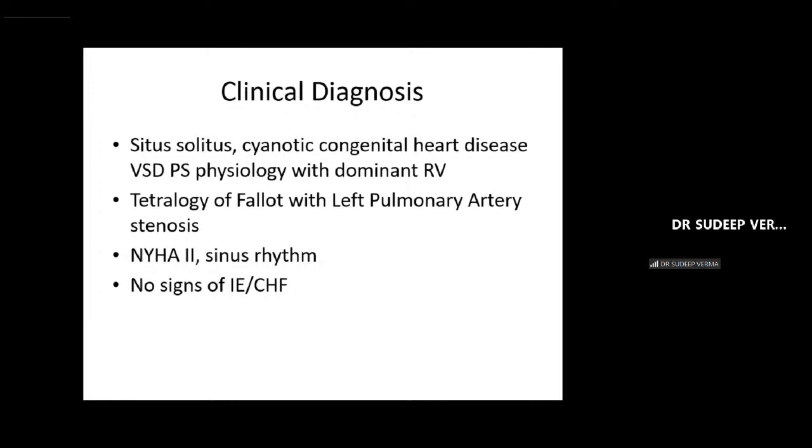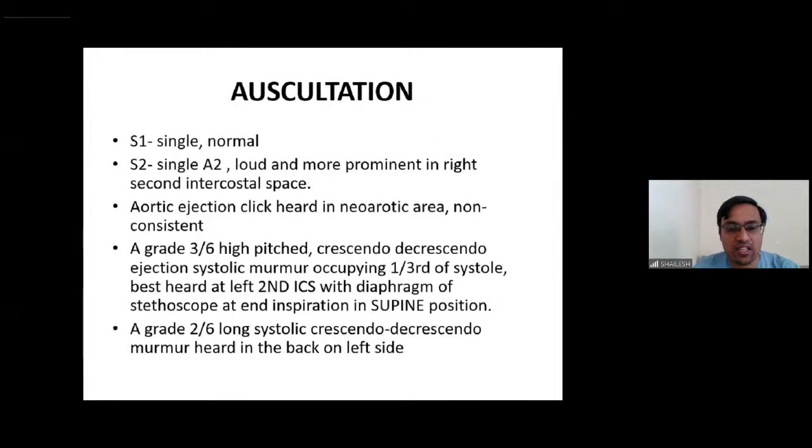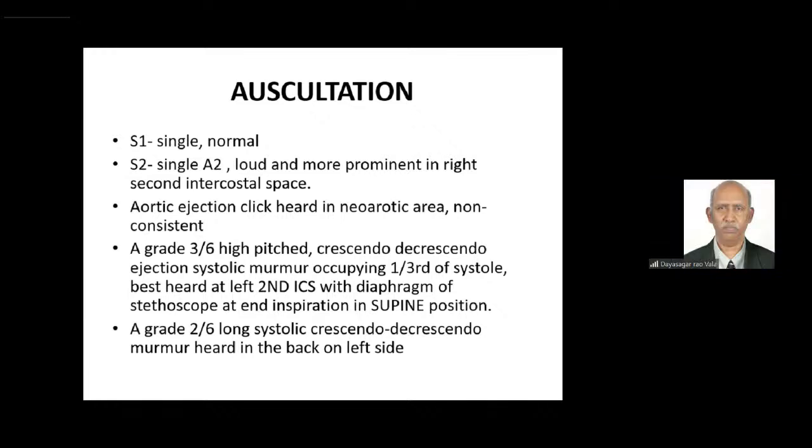Okay. Why are you telling LPA stenosis? Sir, because of the presence of this another grade 2/6 long systolic murmur, sir, on the left side on the back, sir. Just wanted to ask you, sir, in the setting of low pulmonary blood flow, even if there is a pulmonary artery stenosis, will you ever get a long murmur?